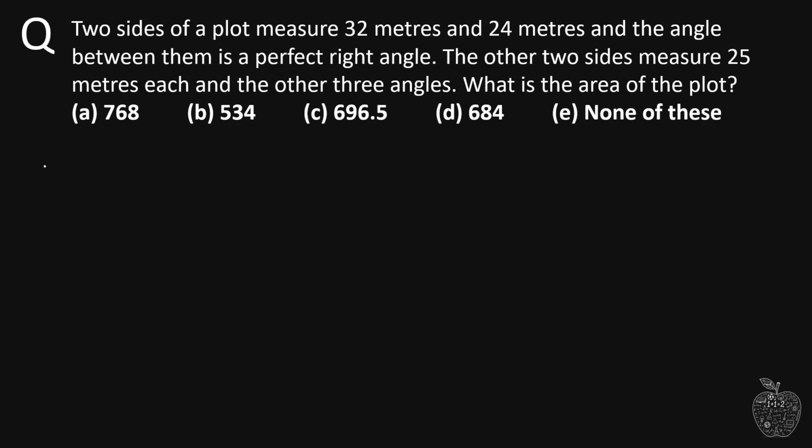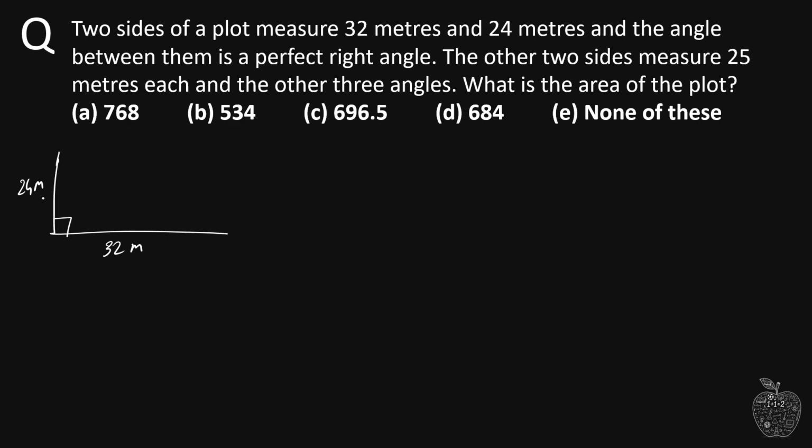Now the question is telling me that there is this plot whose one side is 32 meters and the other side is 24 meters. And the angle between them is a perfect right angle. So the angle between these two sides is a perfect right angle. So this is the diagram. The other two sides measure 25 meters each.